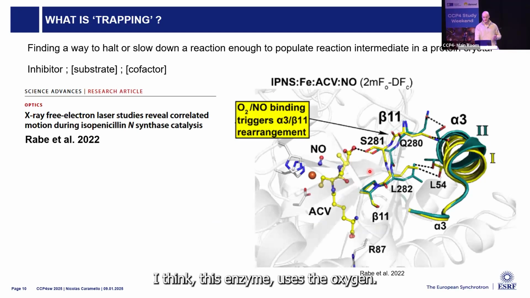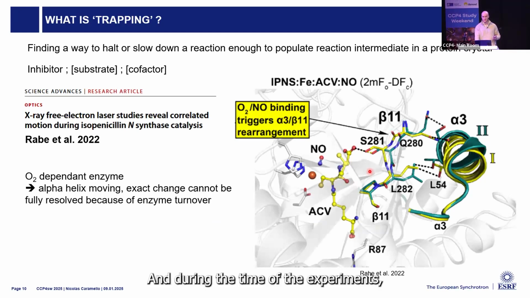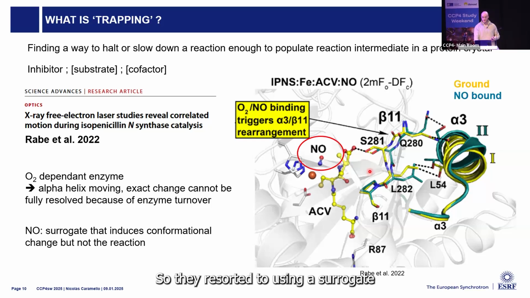This enzyme uses dioxygen, and during the time-resolved experiments, the authors exposed the enzyme to dioxygen and noticed that upon binding, it caused the movement of a far away alpha helix, but they couldn't fully resolve the movement of this alpha helix because the turnover of the enzyme was blurring the state of the helix. So they resorted to using a surrogate for dioxygen, nitric oxide, which binds to the iron, but does not trigger the reaction and only triggers the conformational state. This allowed them to fully populate the outward conformation of the alpha helix and really resolve that intermediate.